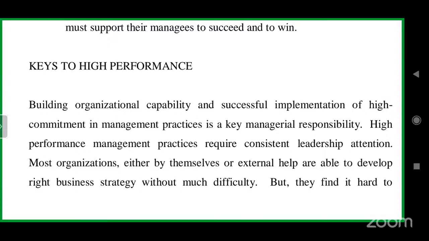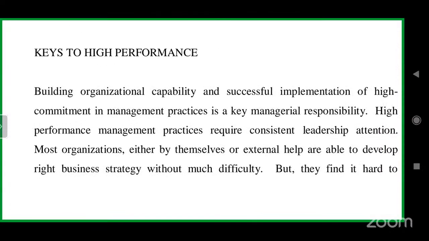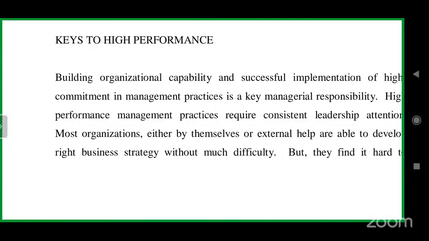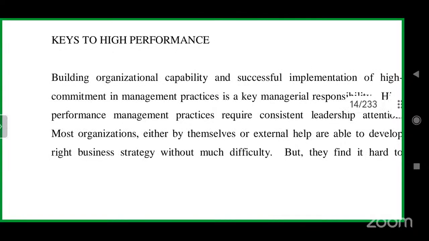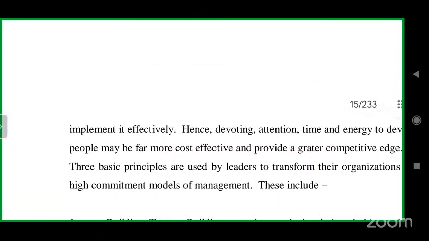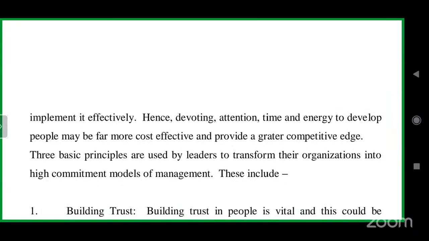Keys to high performance. Just now we have seen what the keys to achieve high performance are. Building organizational capability and successful implementation of high commitment management practice is a key management responsibility. High performance management practices require consistent leadership attention. Means there should be consistent leadership attention in order to achieve high performance in the organization. Most organizations, either by themselves or with external help, are able to develop the right business strategy without much difficulty, but they find it hard to implement it effectively. Hence, devoting attention, time, and energy to develop people may be far more cost effective and provide a greater competitive edge.